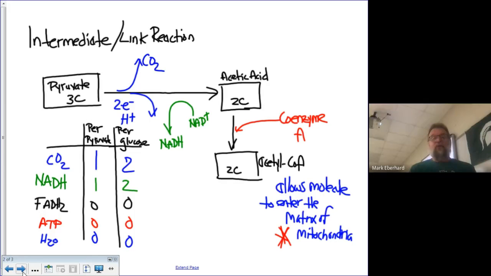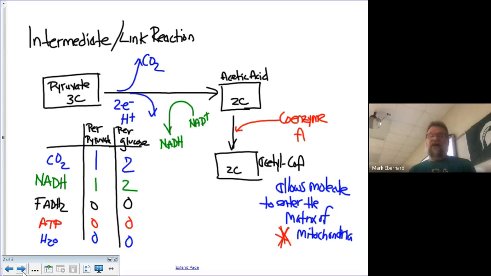In the link step, we're oxidizing the pyruvate into something called acetic acid. We then merge that acetic acid with a coenzyme called coenzyme A to form acetyl-CoA. When it's in the form of acetyl-CoA, it's able to move through the outer membrane and the inner membrane of the mitochondria and go into the matrix, the center, the dense fluid of the mitochondria where the Krebs cycle occurs. So this is just prepping the molecule to get it into the matrix so it can go through the Krebs cycle.